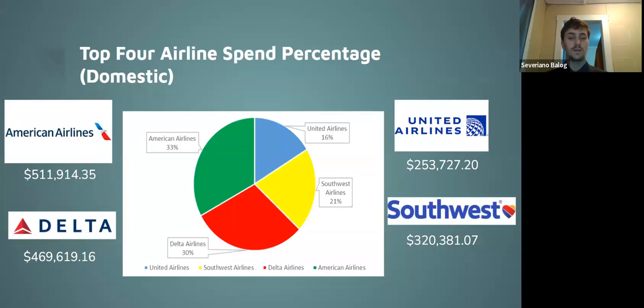Yeah, so we took this total of 1.5 million and we broke it down into this pie chart here. This pie chart represents the impact that each airline has on that 1.5 million as a whole. So we see American Airlines here with 33%, Delta at 30%, Southwest at 21%, and United at 16%.